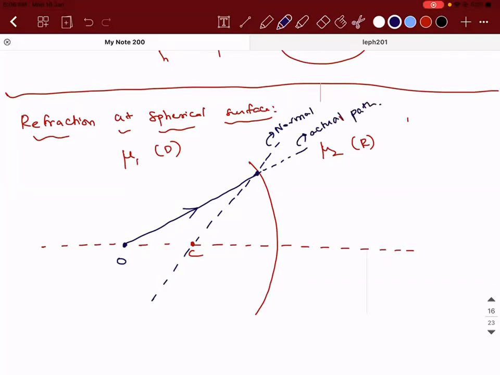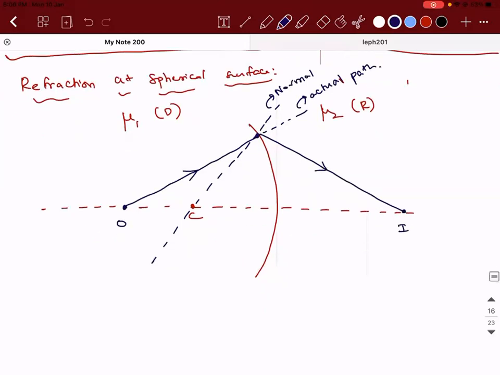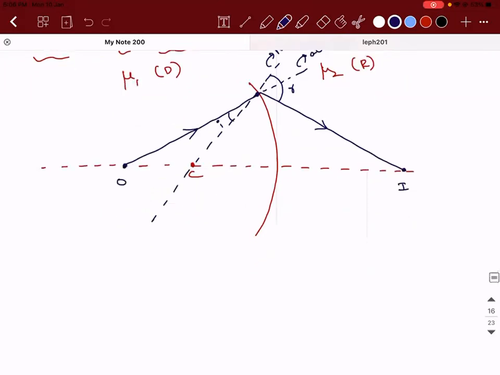Now what will happen when the ray is moving from denser to rarer? It starts bending away from the normal. Let's say it has bent in this way and the image is formed here. O stands for the position of the object and I for the position of the image. The angle between the incident ray and the normal is the angle of incidence, and the angle between the normal and the refracted ray is the angle of refraction.